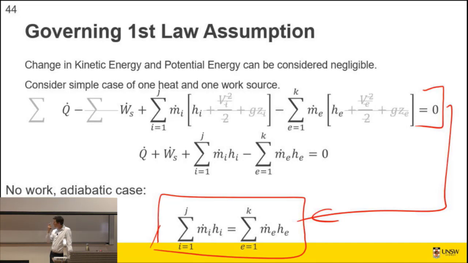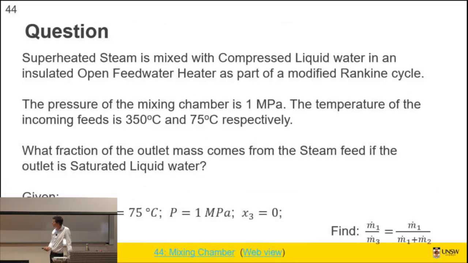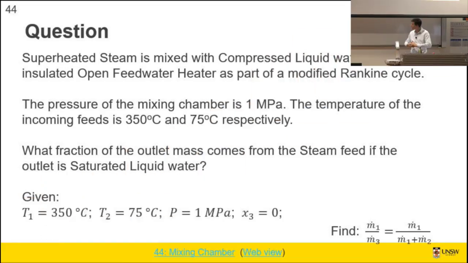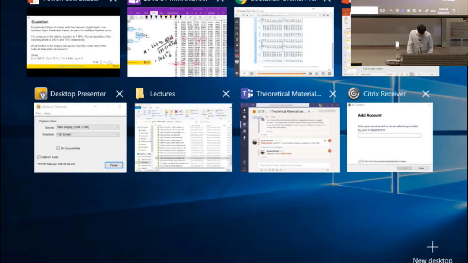So energy is maintained, mass is conserved, and energy is conserved. We'll do this question, I think it's Çengel and Boles. We'll do this question, then I'll talk about mixing chambers, because I think they're fascinating. And then we'll call it.